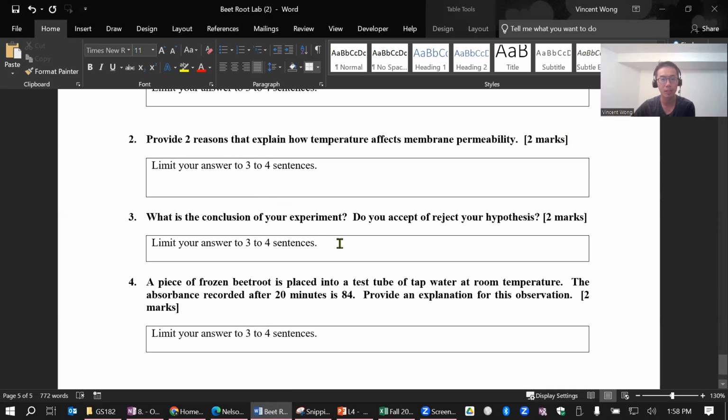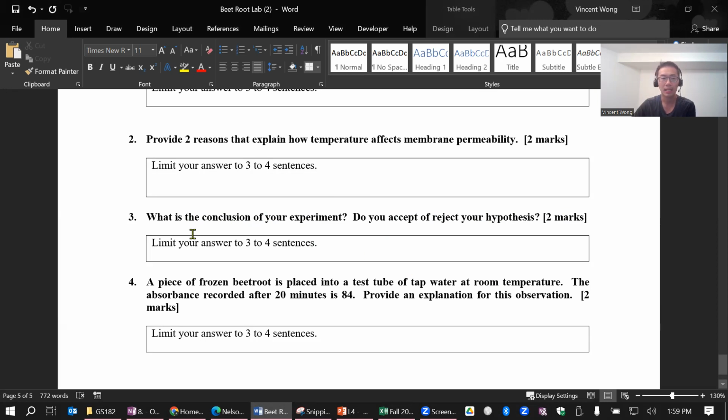What is the conclusion of your experiment? Looking at the data, what do you think? Do you think temperature affects the intensity? Does it agree with your hypothesis? If so, you would accept it. If not, you will reject it. I'm not grading you based on whether you got your hypothesis right or wrong. I'm grading you based on whether your conclusion is correct or not, and then you tell me whether you accept or reject your hypothesis.